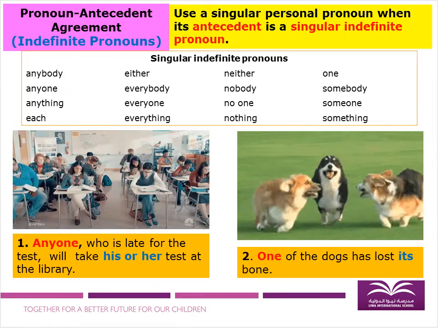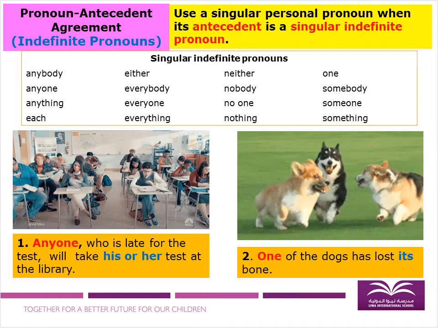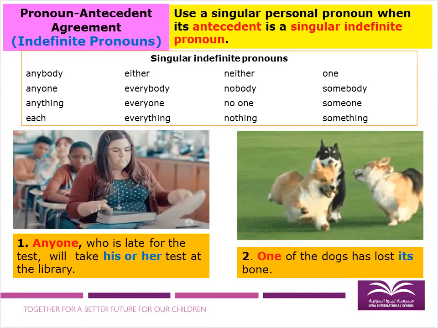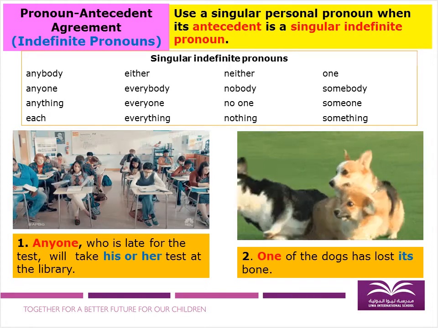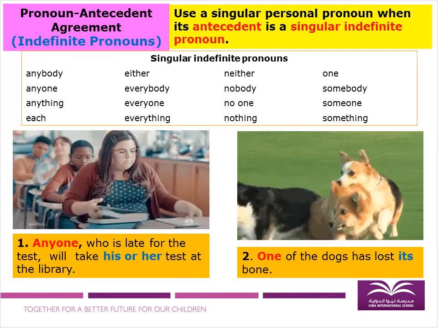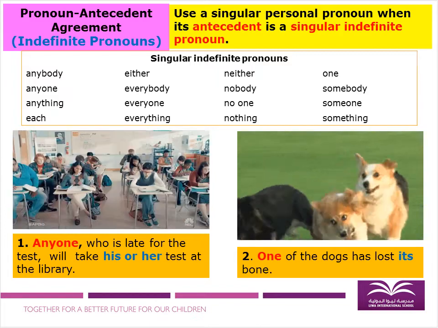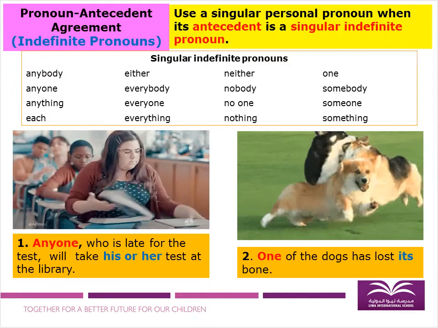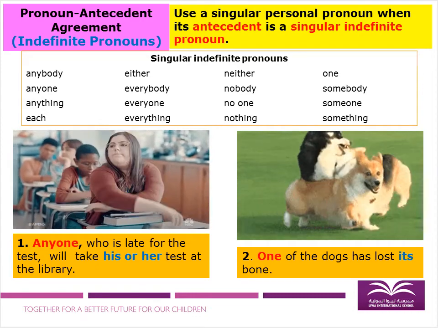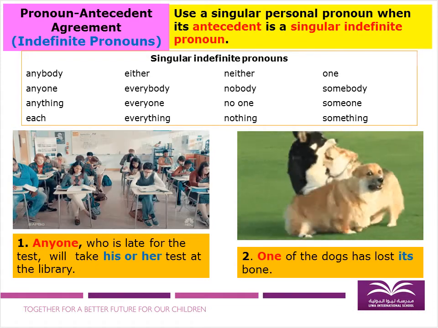It's very simple. Like for the first example, we have the antecedent anyone here, and anyone means singular indefinite pronoun. So we will use his or her. Why his or her for our pronoun? Because we do not know the gender. Is it a boy, a girl? No, we do not know. But we already know that anyone is always a singular indefinite pronoun.